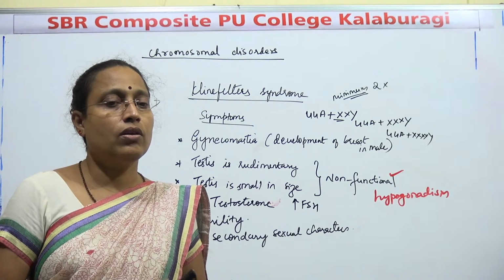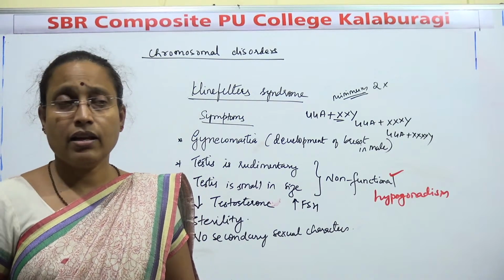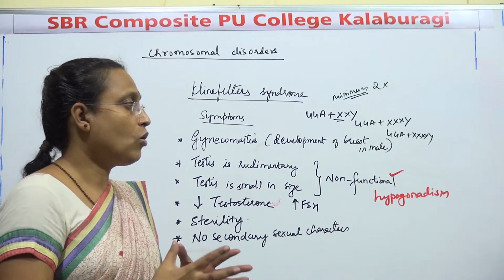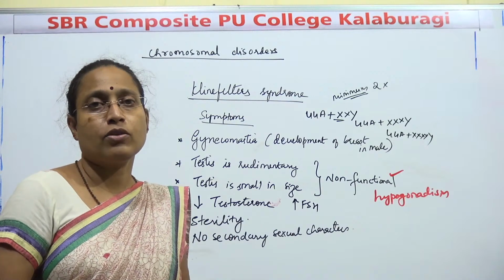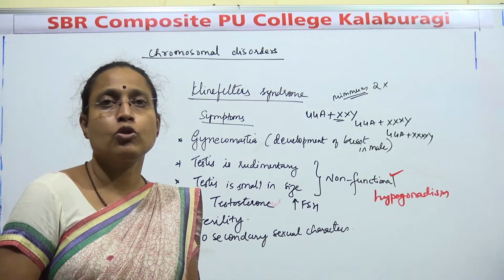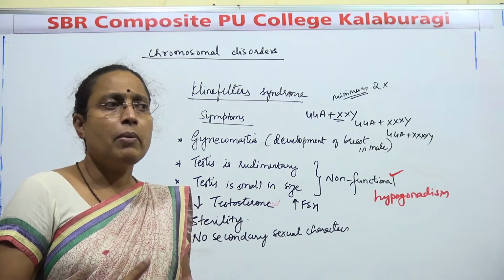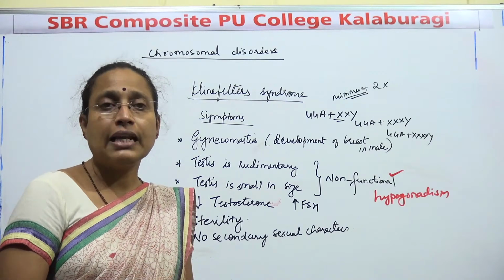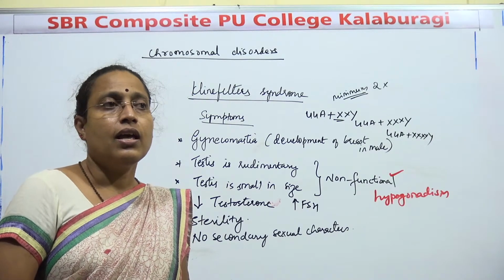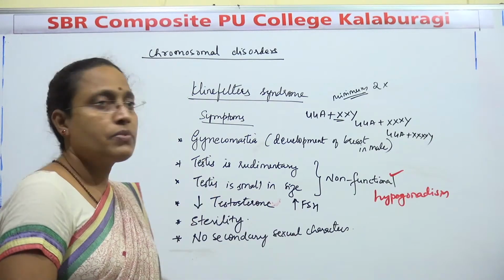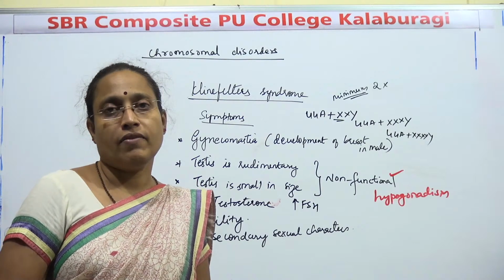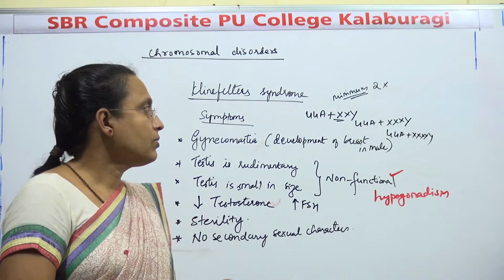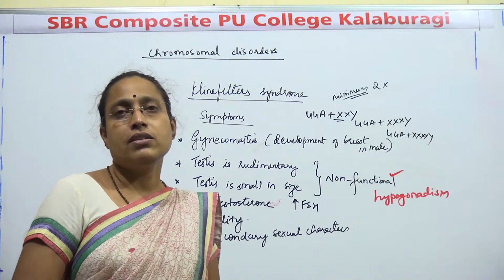The basic requirement to be called Klinefelter's is a minimum of two X chromosomes. More than two X chromosomes can also be there. But remember, as the number of X chromosomes increases in Klinefelter's, all the symptoms start becoming more severe. So that is about Klinefelter's syndrome.